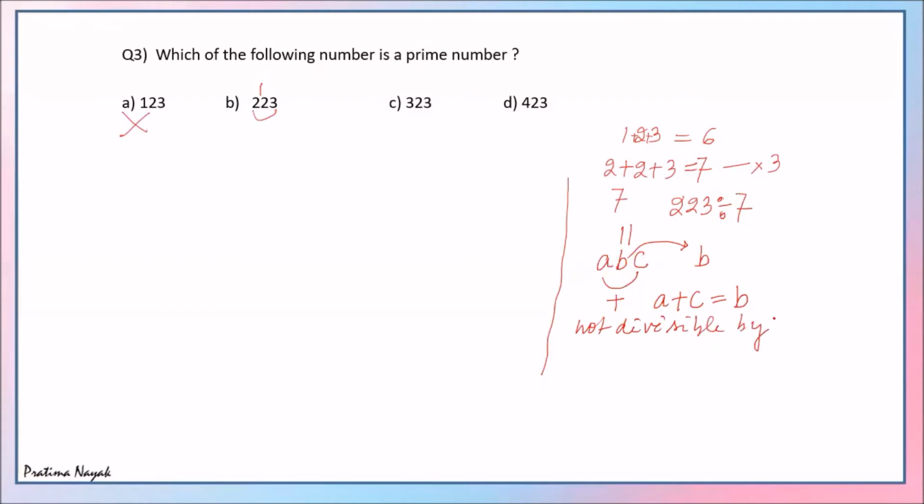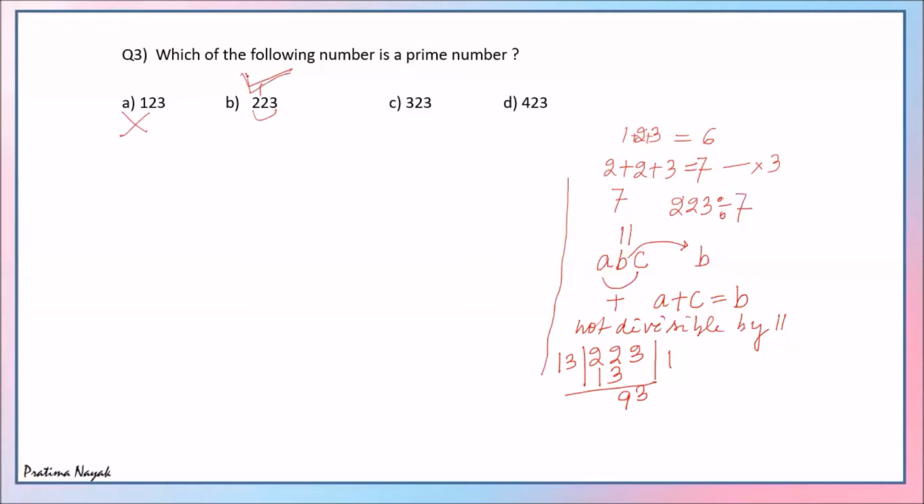So we finished 3, we finished 7, we finished 11. Then I'll go for 13. 223, only one division I'll do. 223 divided by 13. So 13 1s are 13 and 93. It is not divisible by 13. Then I'll stop here. I'll declare that this is a prime number.